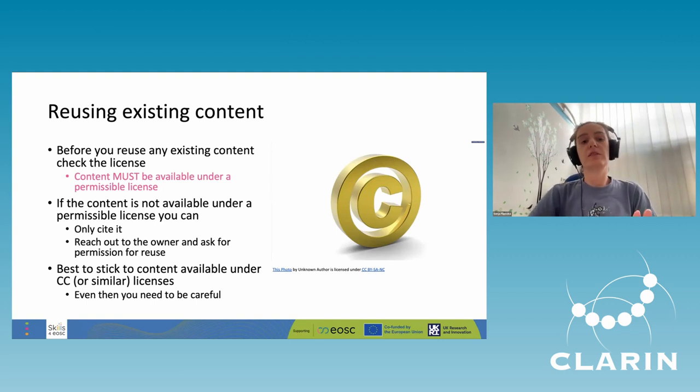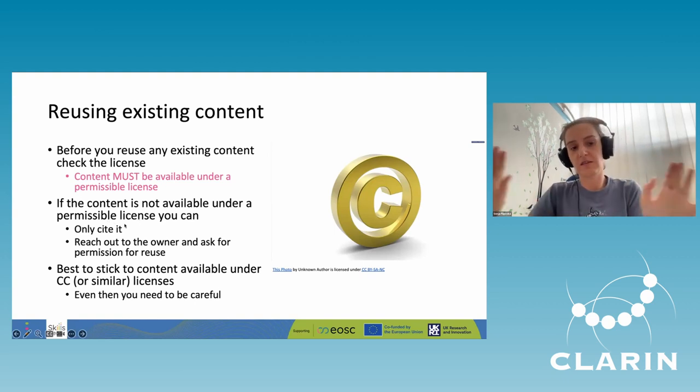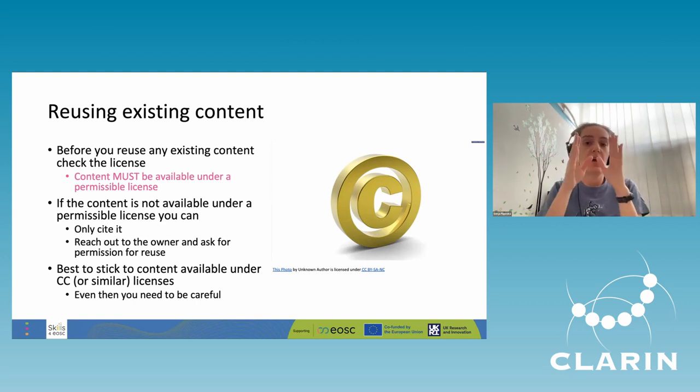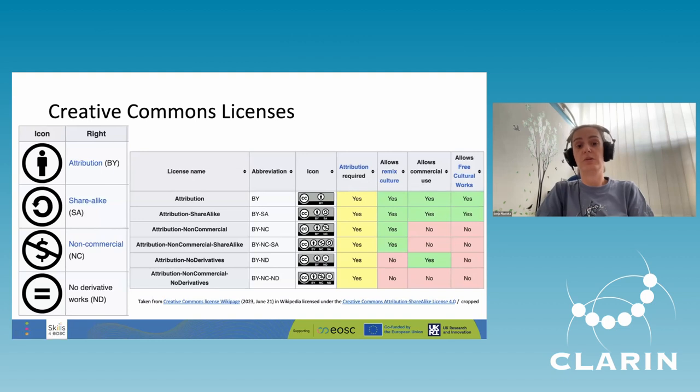So basically what you can do with no license and no permissible license is only cite the content, and you're clear there. However, citations use a very, very small amount of the content, just for an example or something. It's not reusing the whole thing. That's why our recommendation is that it's easiest if you stick to content available under Creative Commons or similar licenses. And even then you need to be careful, and I will tell you now why you need to be careful.